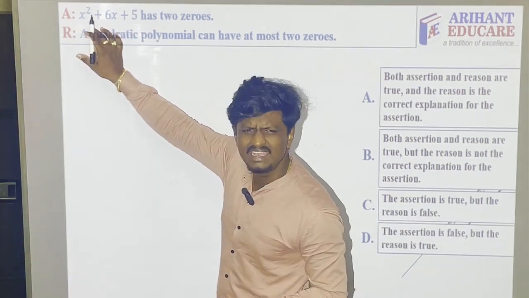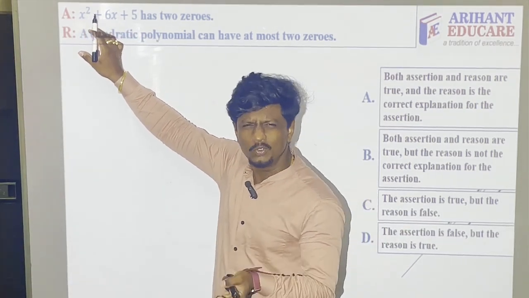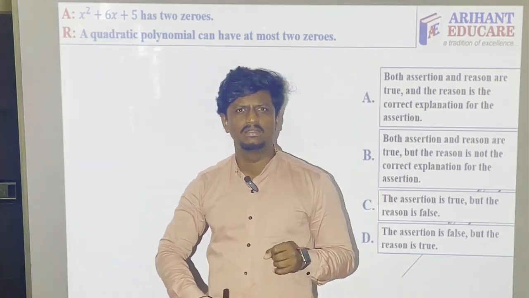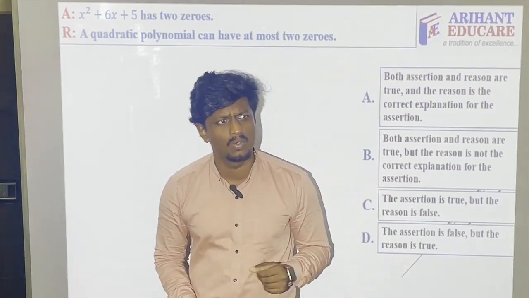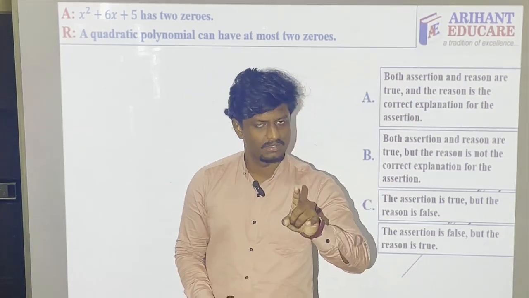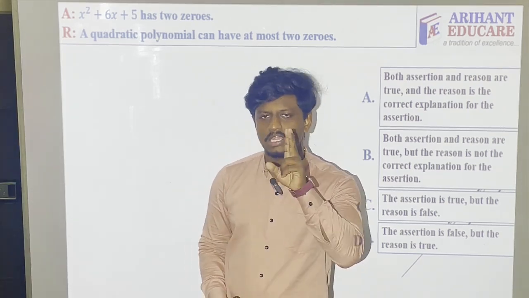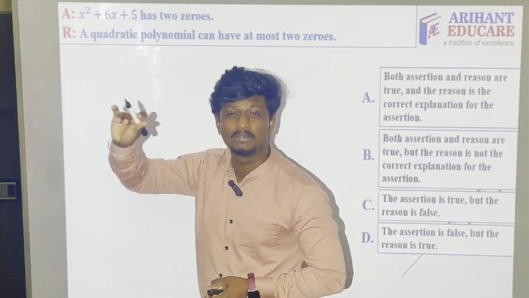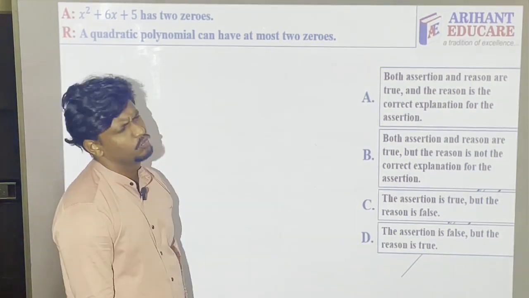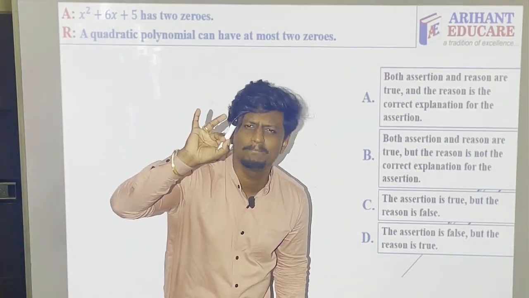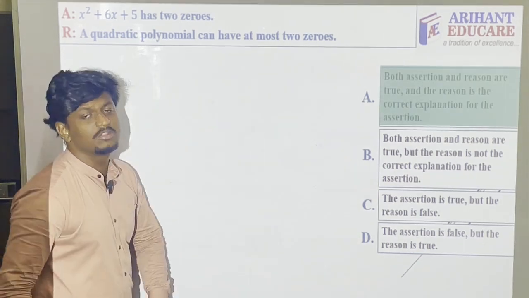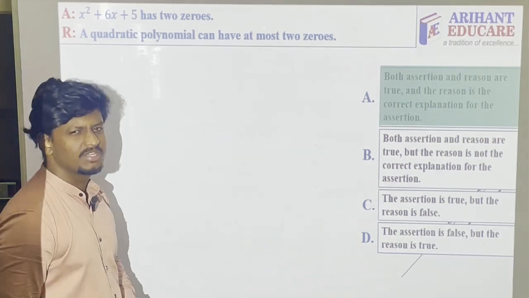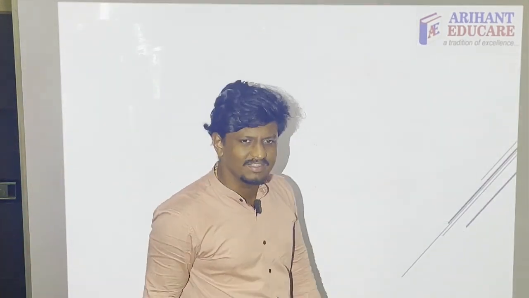Guys, quadratic degree is what? Degree is 2, right? So degree 2 means definitely two zeros. Now again, zeros can be real and distinct, real and equal, and sometimes not real, but there are definitely two zeros. So the reason also says the same thing, that if a polynomial is quadratic, meaning its degree is 2, it will have at most two zeros. So basic question, no need for pen and paper. Option A, that both assertion and reason are correct, and the reason is definitely the correct explanation for the assertion. Okay, very simple. Let's move on to the second question.